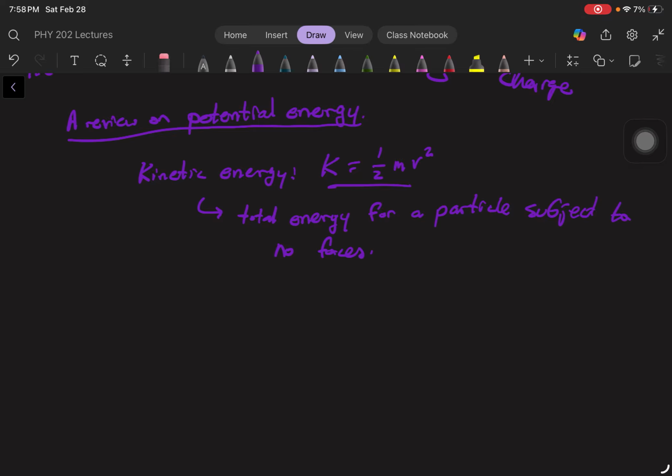And we know that we can have a delta K equal to K final minus K initial. And so we can say delta K is less than 0 if a particle slows down. And we can say delta K is greater than 0 if a particle speeds up.